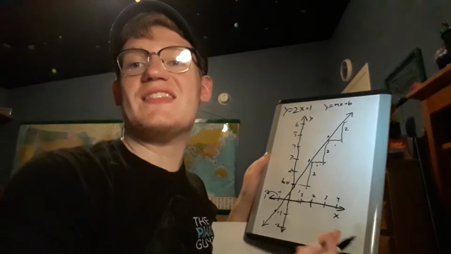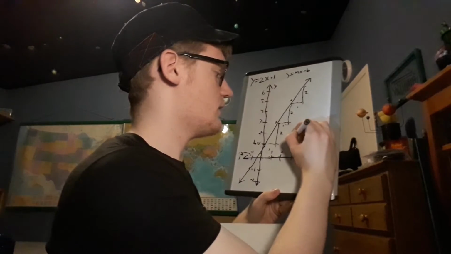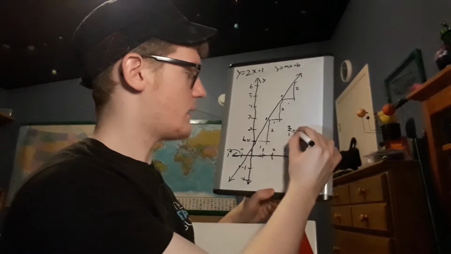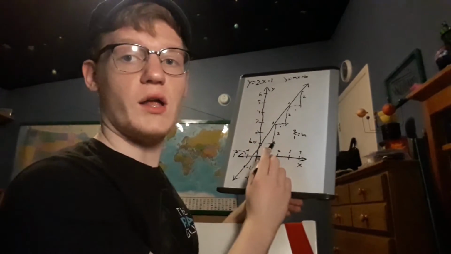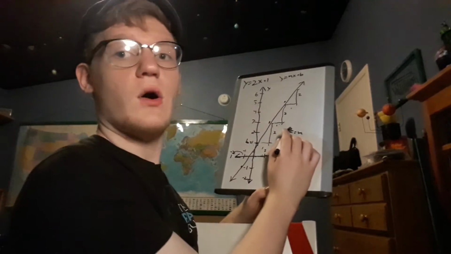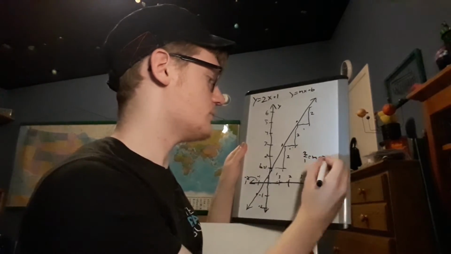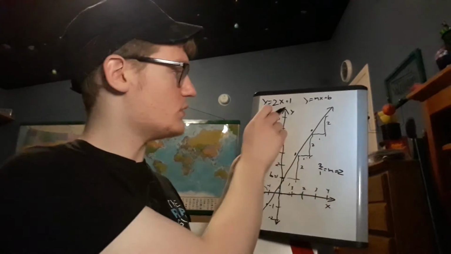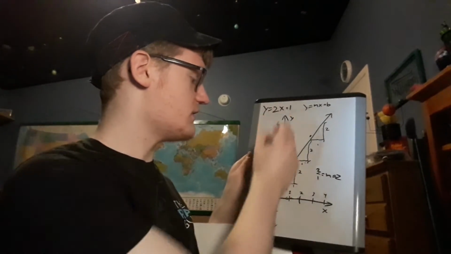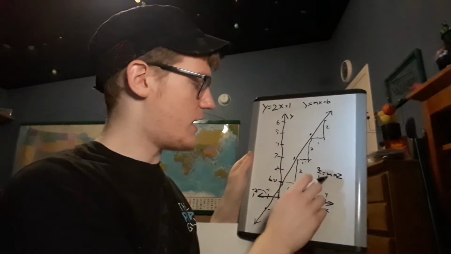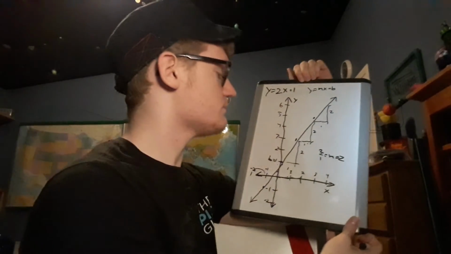So what is the m then? The m is every up that we go over. So since we go up 2 for every over 1, we put the up 2 over the over 1, and we get m, which in this case is 2. So we can see how they relate to each other visually. B is where this part intersects. M is how high up we go every time we go over 1.